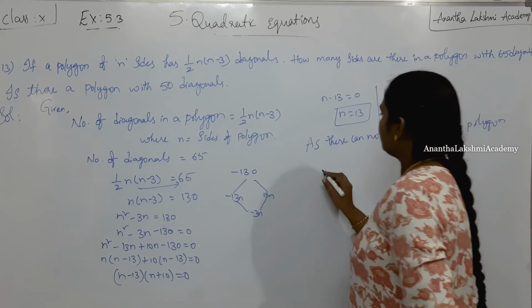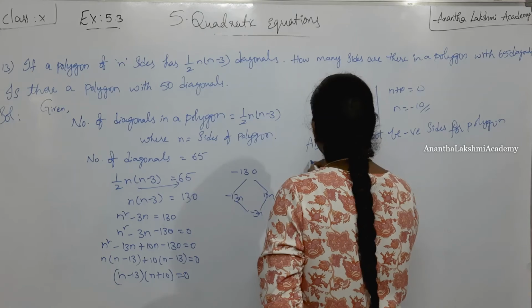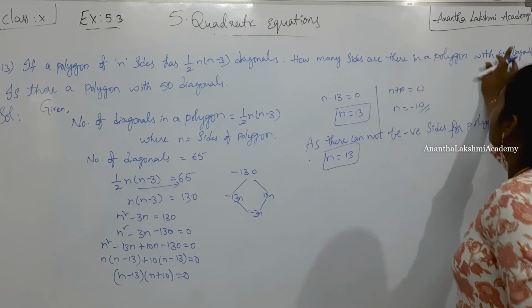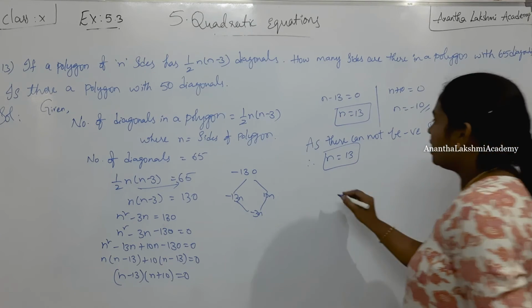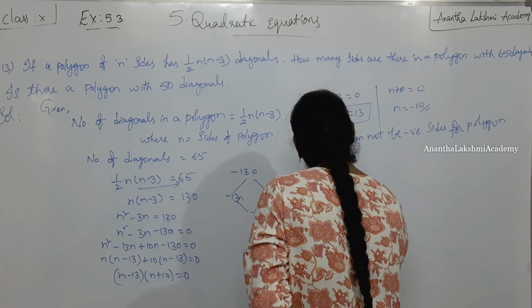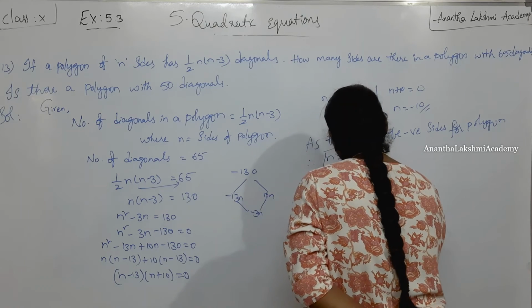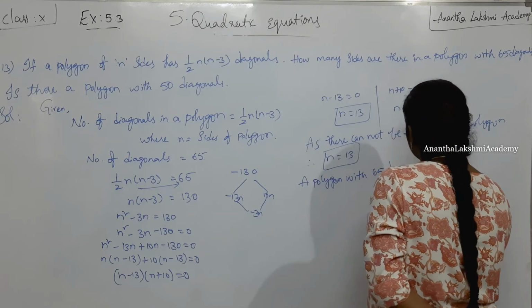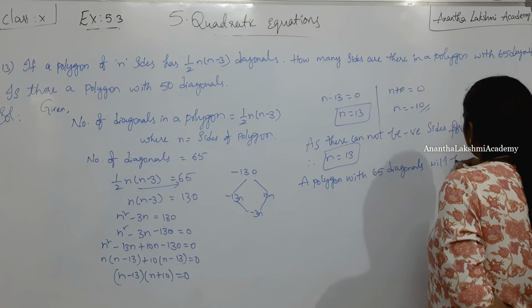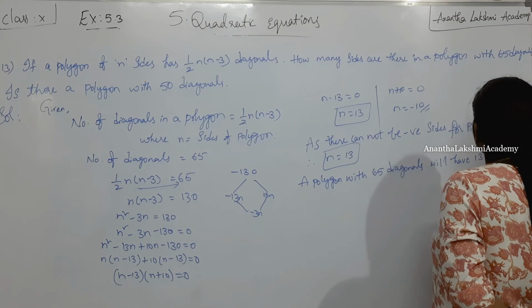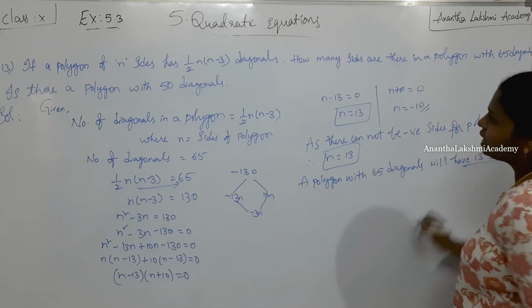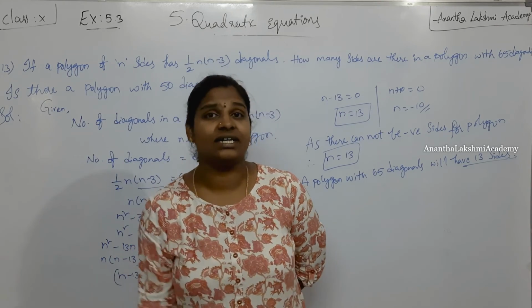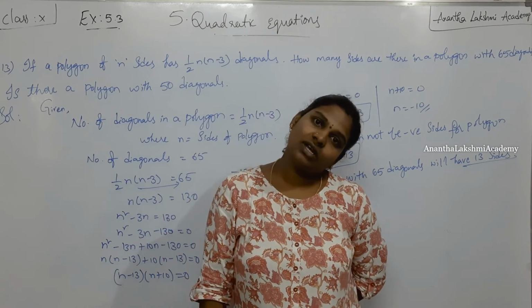Alright, therefore n is equal to 13, which is nothing but, how many sides are there in a polygon with 65 diagonals? A polygon with 65 diagonals will have 13 sides. Alright, this is what we figured out. Now let us come to the next question. Is there a polygon with 50 diagonals? Are you aware of a polygon with 50 diagonals?